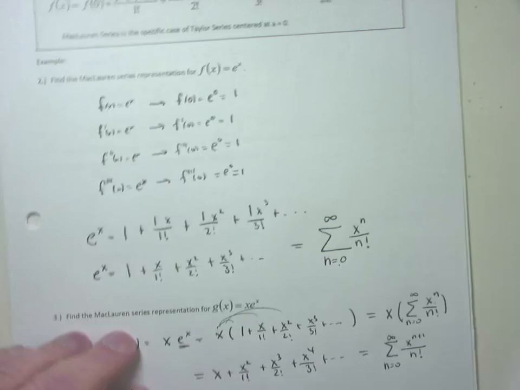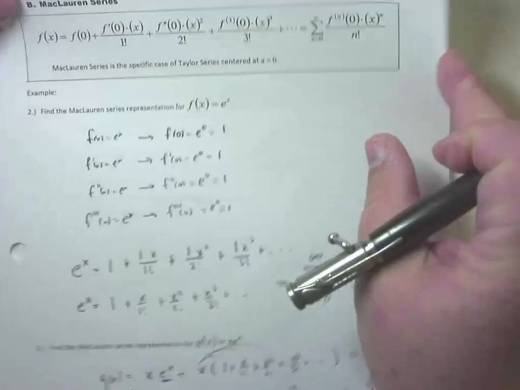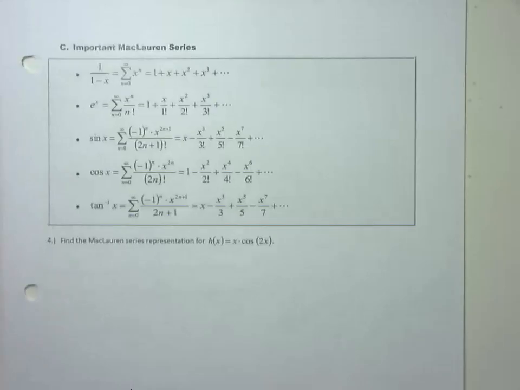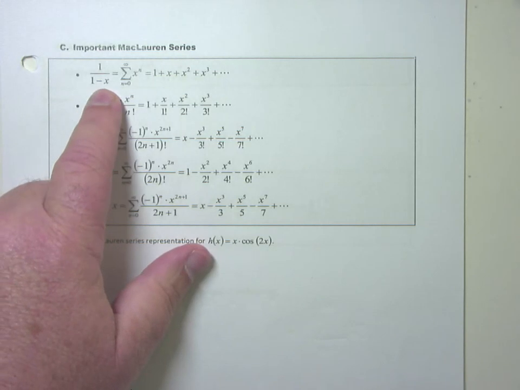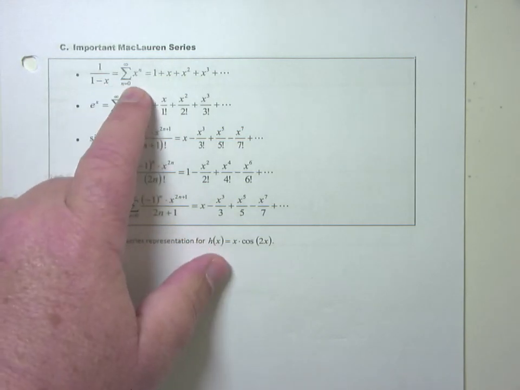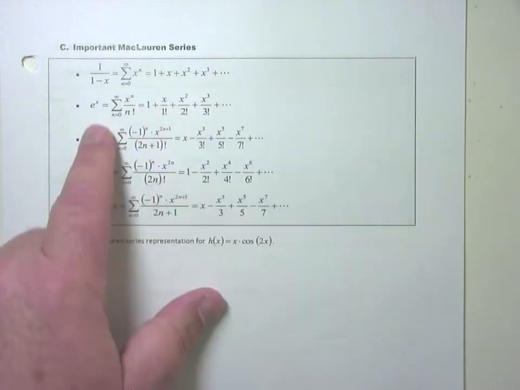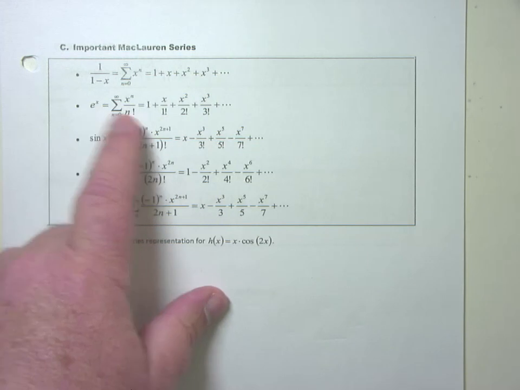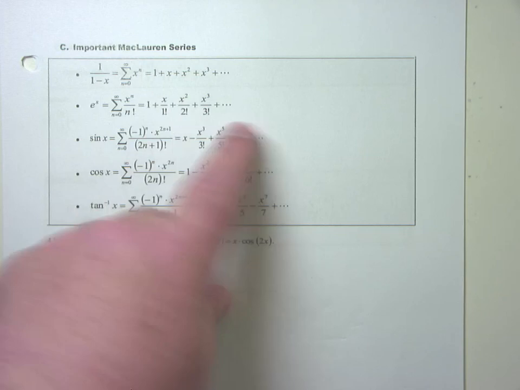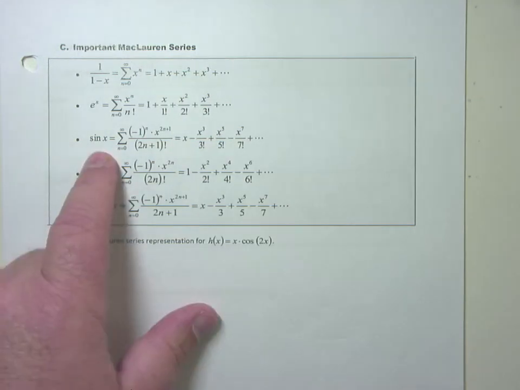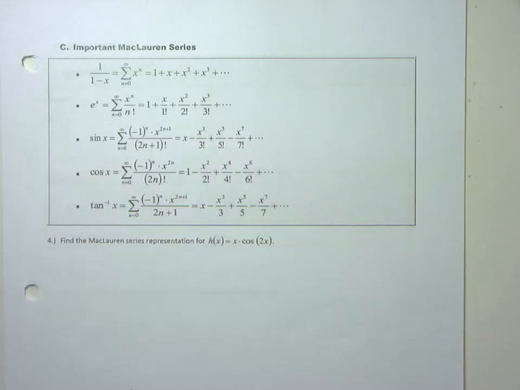If you turn the page, you will see the actual series that we really do expect you guys to have memorized. The 1 divided by 1 minus x is the sum as n goes from 0 to infinity of x to the n: 1 + x + x squared + x cubed... The e to the x one we just derived ourselves, which is 1 plus x over 1 factorial plus x squared over 2 factorial plus x cubed over 3 factorial. The sine is x minus x cubed over 3 factorial plus x to the 5th over 5 factorial minus x to the 7th over 7 factorial.